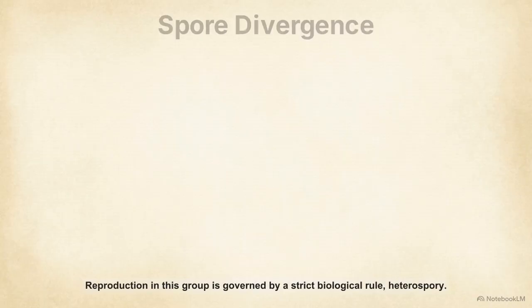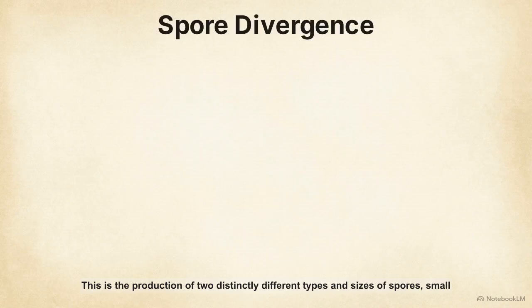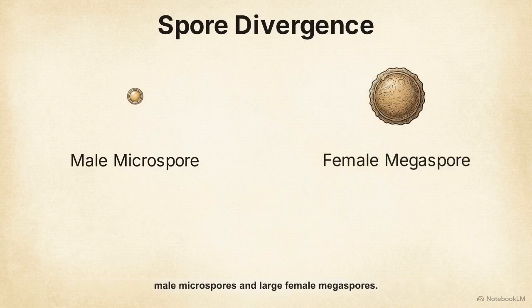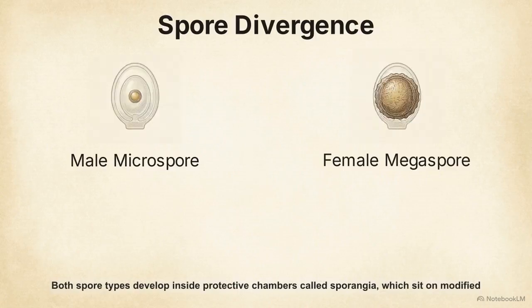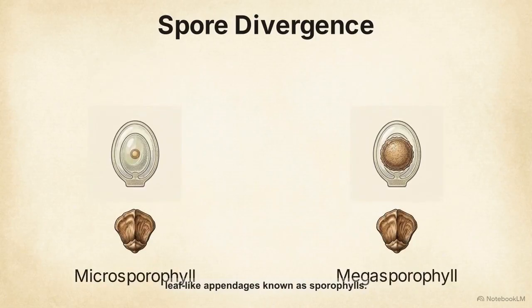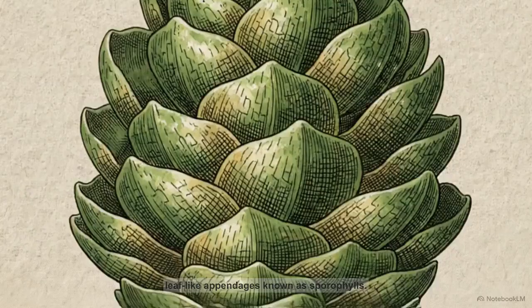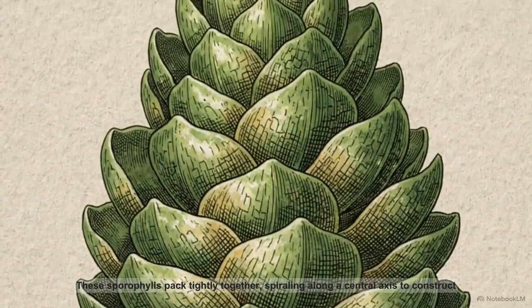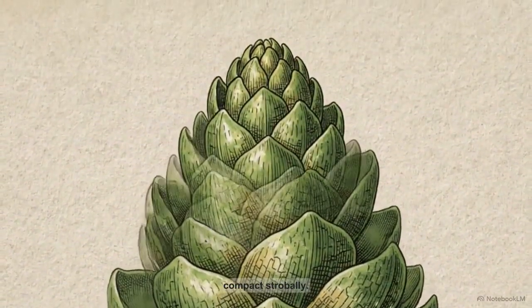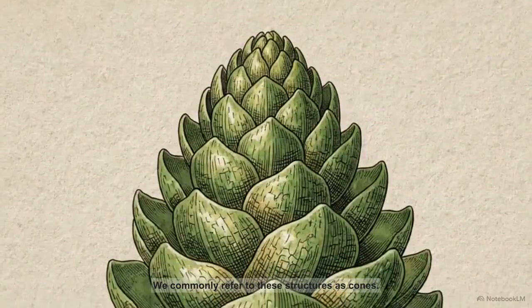Reproduction in this group is governed by a strict biological rule, heterospory. This is the production of two distinctly different types and sizes of spores, small male microspores and large female megaspores. Both spore types develop inside protective chambers called sporangia, which sit on modified leaf-like appendages known as sporophylls. These sporophylls pack tightly together, spiraling along a central axis to construct compact strobili. We commonly refer to these structures as cones.